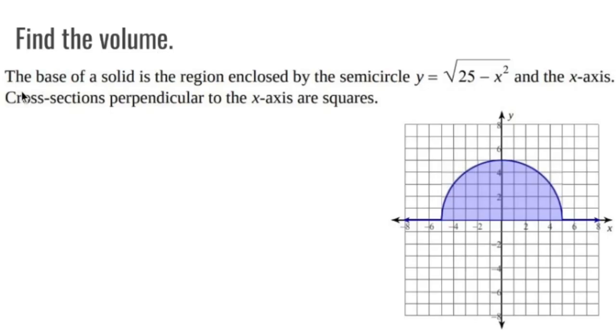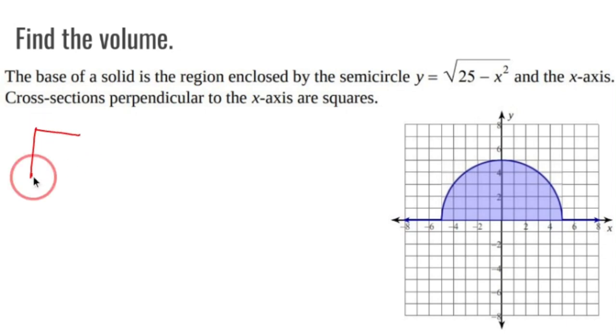Find the volume. The base of a solid is the region enclosed by the semicircle y equals square root of 25 minus x squared, and the x-axis. Cross sections perpendicular to the x-axis are squares, so that's important.